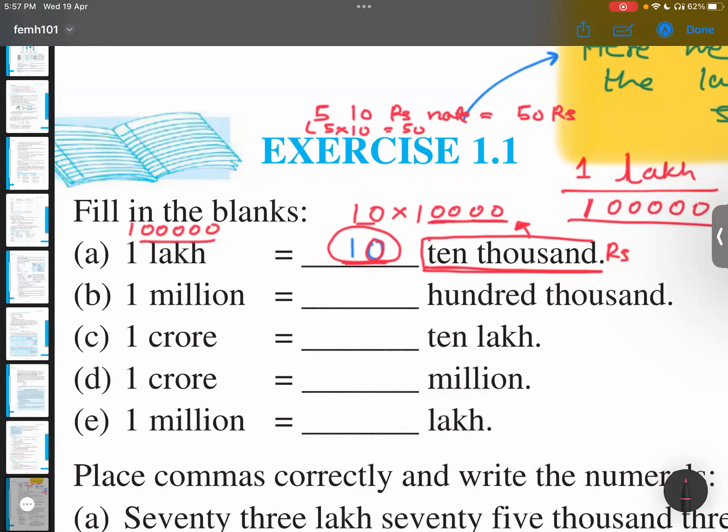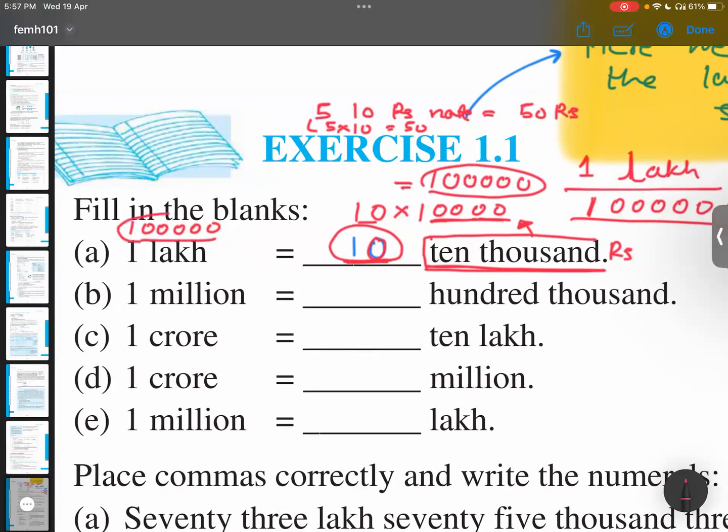10,000 is one together with four zeros. So 10,000 means one with four zeros. And 10 multiplied by 10,000, that means what? One with five zeros now. You see, both left and right hand side, both of them are equal. One lakh has also got five zeros. 10,000 has also got five zeros, right?